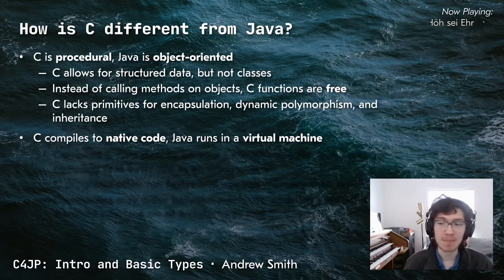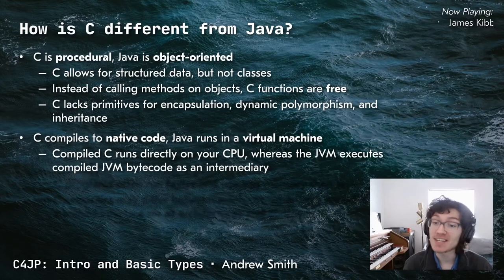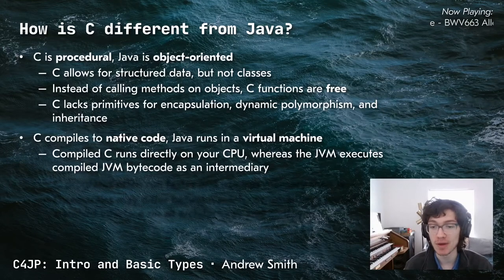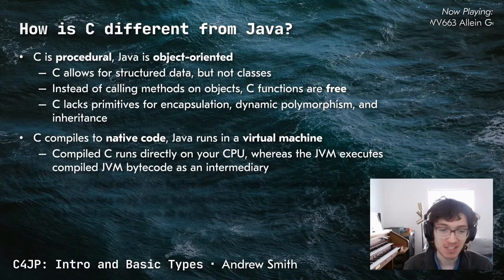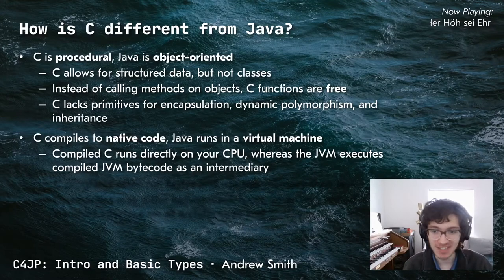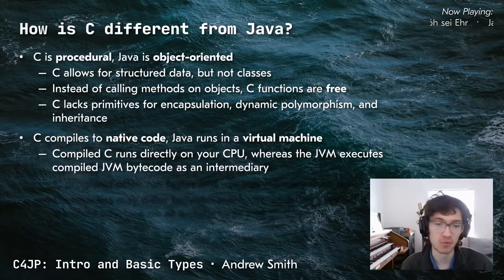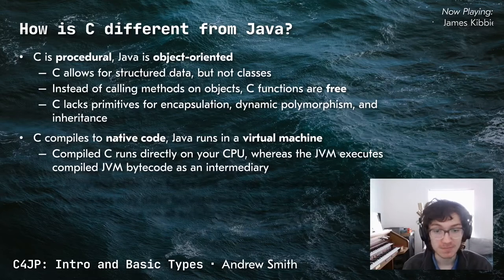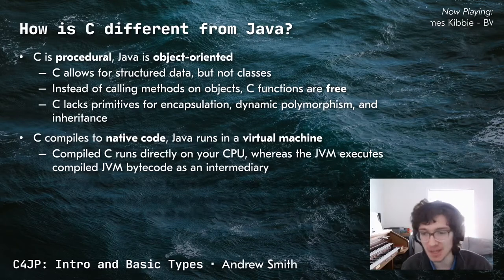The next biggest difference is that C compiles to native code versus Java code that runs in a virtual machine. What this means is when you write a C program and you compile it, it compiles to your machine's native code, essentially code that runs directly on your CPU. So it's compiling down to instructions that are given directly to your processor and executed. Versus in Java, we had the JVM that lived in the middle, which executed JVM bytecode as an intermediary. In C, we don't have that middle step of going through the JVM or a virtual machine to execute our code. It's running pretty much straight on the hardware, with some abstractions.